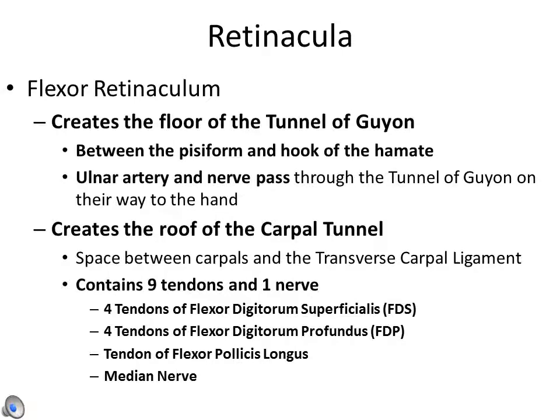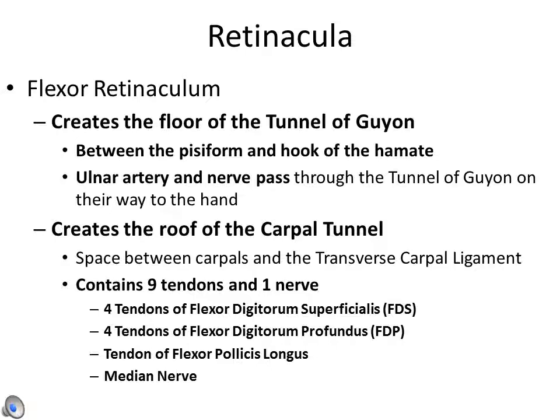The flexor retinaculum creates the floor of the tunnel of Guyon between the pisiform and the hook of the hamate carpal bones. The ulnar artery and the ulnar nerve pass through the tunnel of Guyon on their way to the hand. The flexor retinaculum also creates the roof of the carpal tunnel.